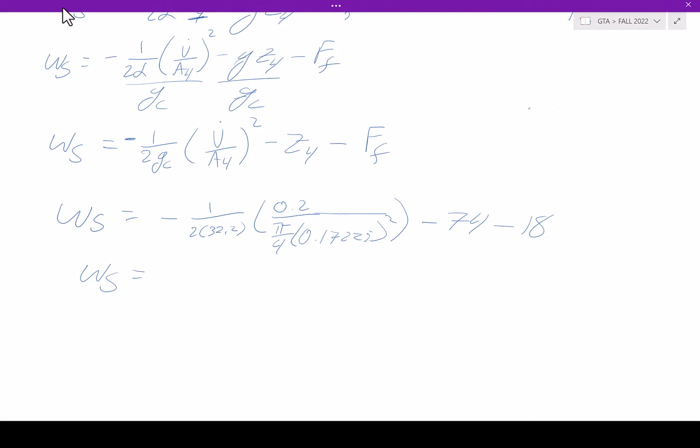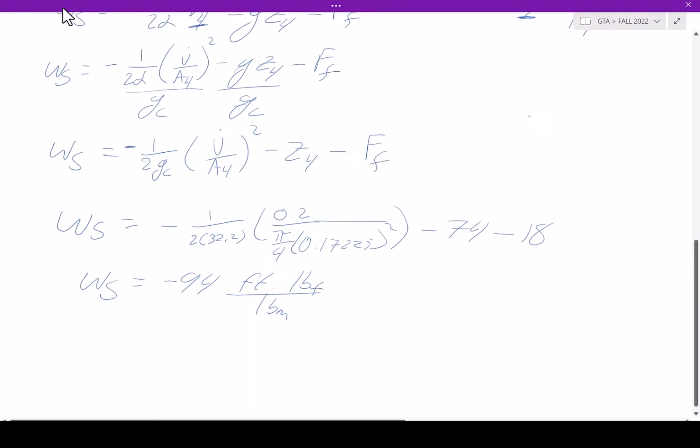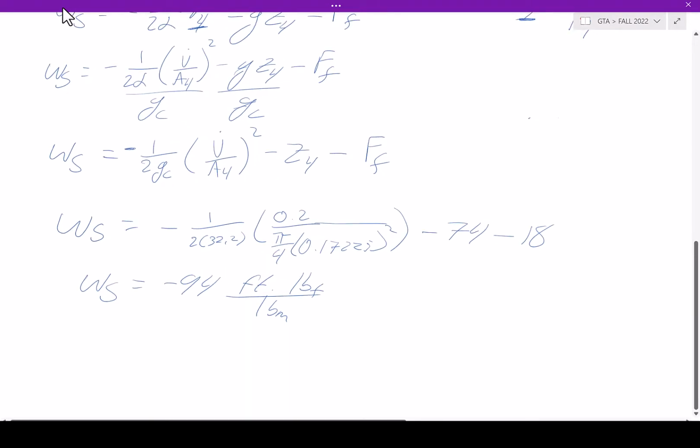And you plug that in, you should get something around negative 94, I think. The units of that are going to be feet times pound force over pound mass. It's a weird unit, I know, but that's what you get when doing these problems, unless you want to convert everything to SI.